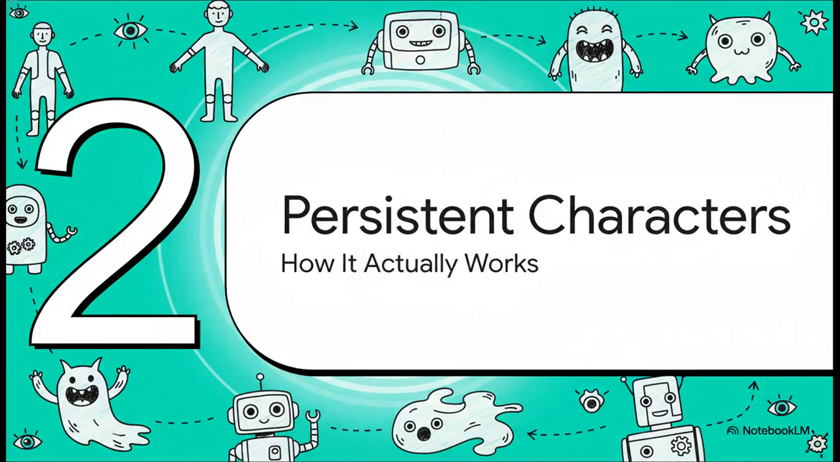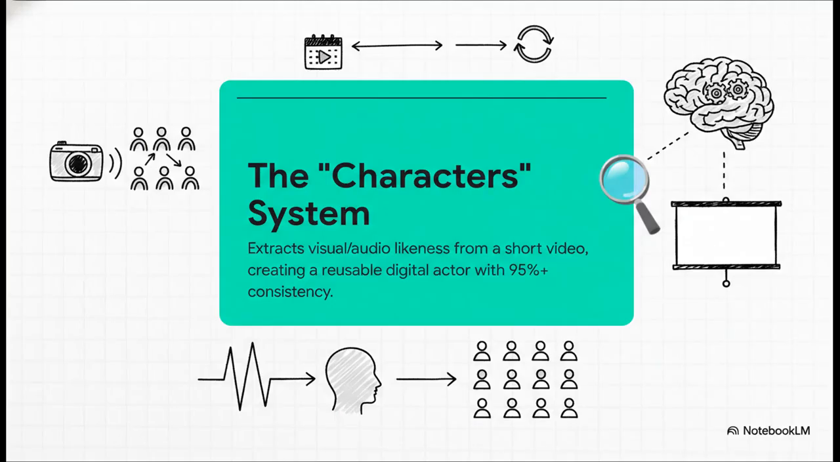So how in the world did they pull it off? Well, the answer is a brand new feature they're simply calling characters. And honestly, this is where AI video generation gets truly transformative. This character system, which they launched back on October 29, 2025, is a total game changer. See, it goes way beyond just looking at a reference photo. Instead, it analyzes a short video clip to build a complete visual and audio profile of a person. The result? A unique digital actor you can reuse anytime with an absolutely stunning level of consistency.